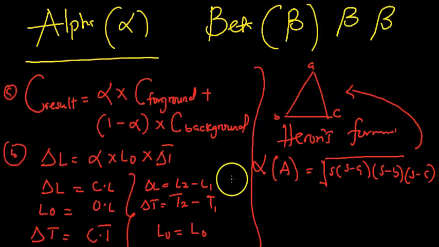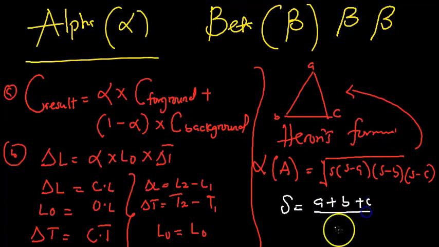In this case, notice that S is simply the semi-perimeter, which means our S is simply going to be A plus B plus C, and we're going to divide everything by 2.